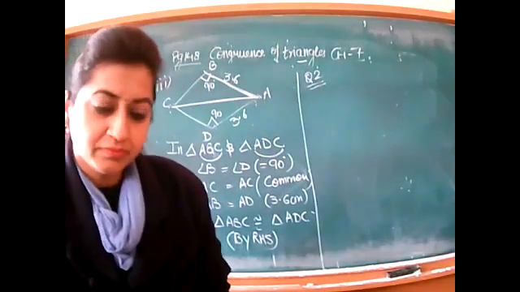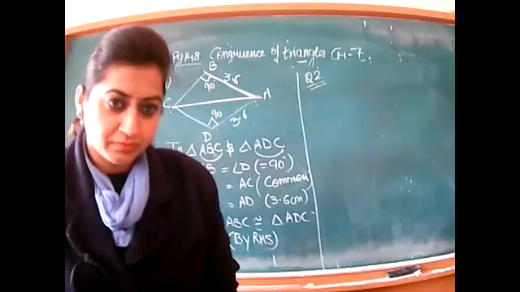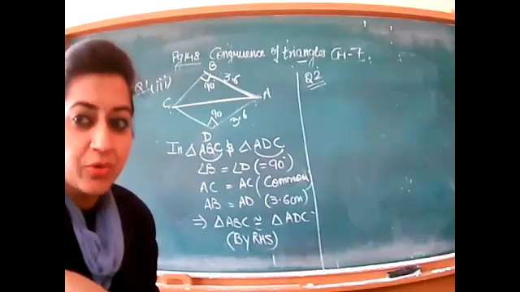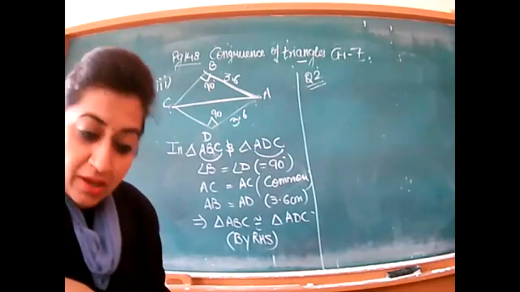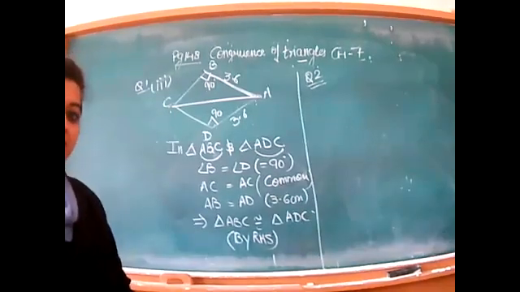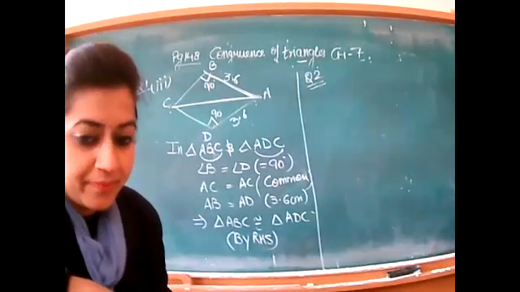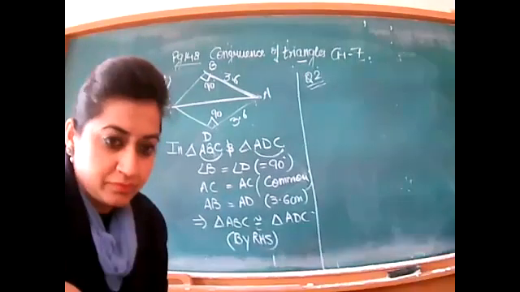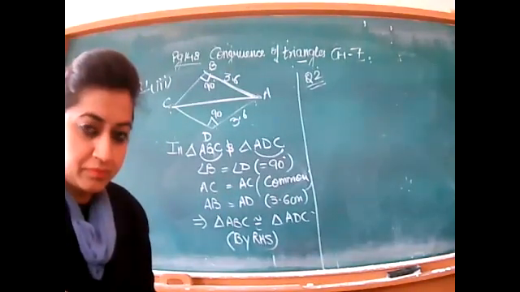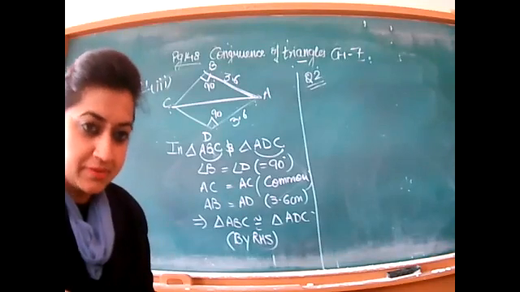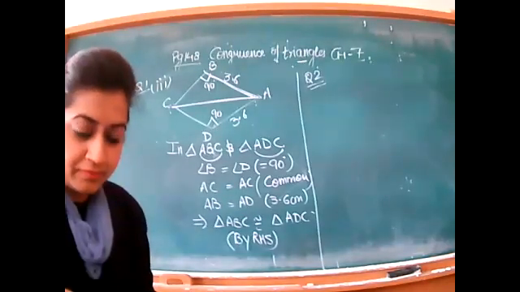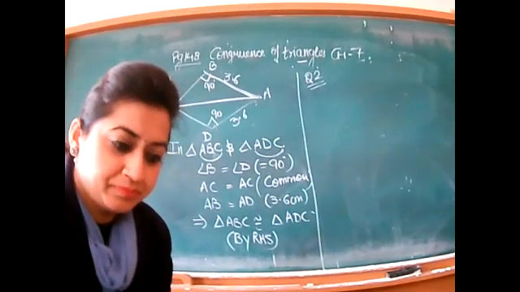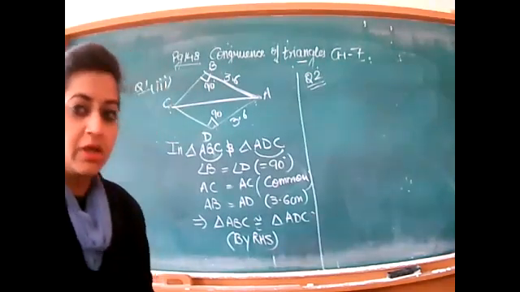Ma'am, angle S is equal to angle S is equal to 90 degree. You will not write angle S, what will you write here? Angle QSP and angle RSP. Yes, okay, 90. Then QP is equal to RP is equal to 3 centimeter. SP is equal to SP, common. Then triangle QSP is congruent to triangle RSP by RHS. Okay, very good.